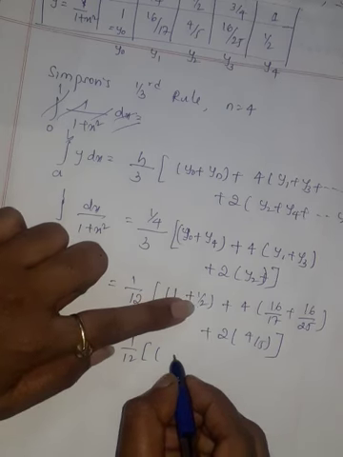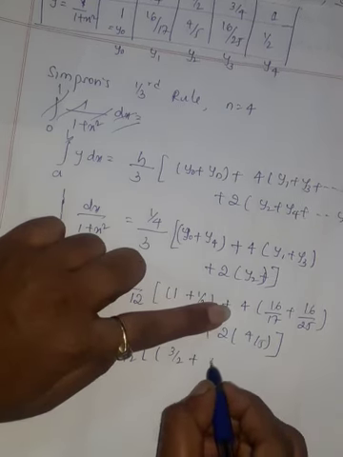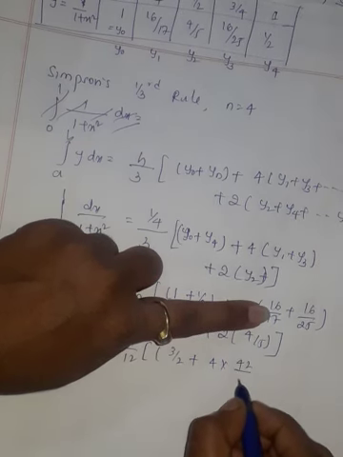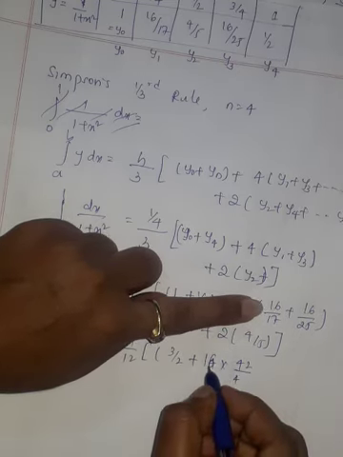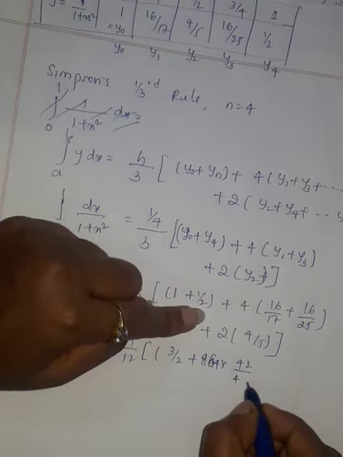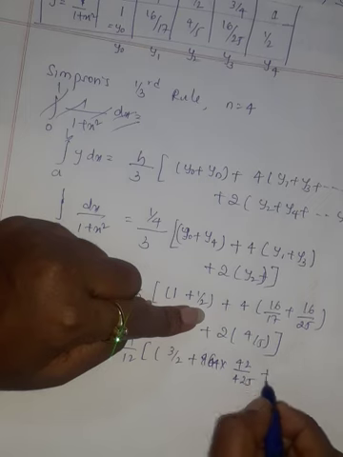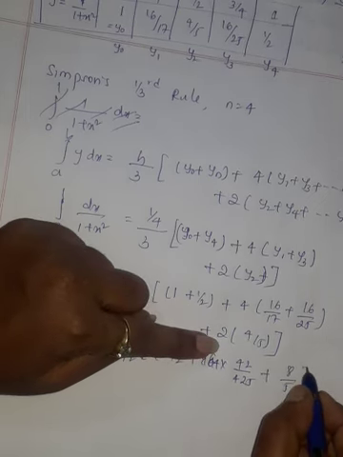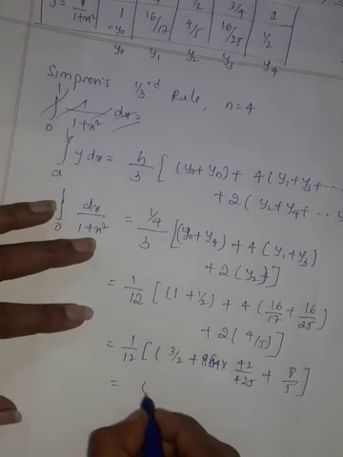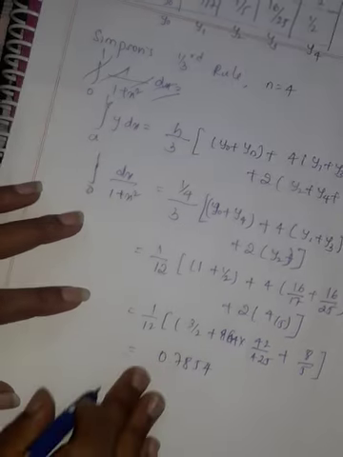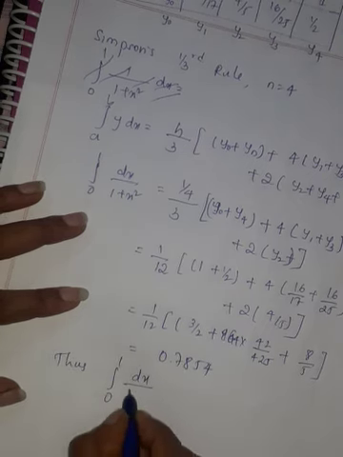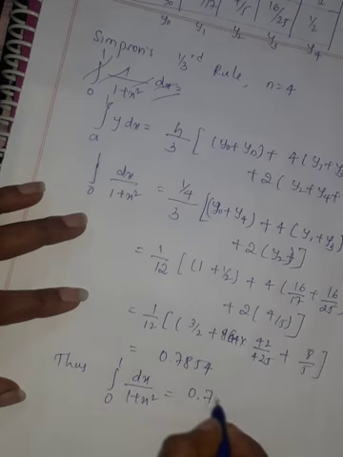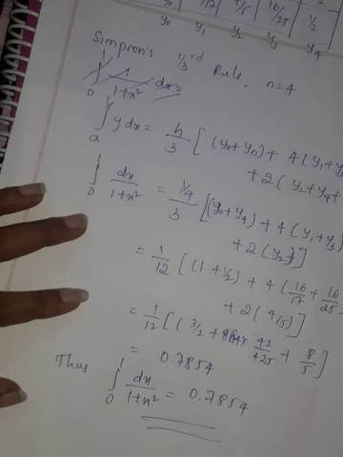1 plus 1 by 2 is 3 by 2, plus 4 into, wait, I'll take 16 outside. So 16 into 4 is 64 into 42 by 425, plus next is 8 by 5. After simplification we will get 0.7854. So our required answer, integration from 0 to 1 of dx by 1 plus x square, is 0.7854. So this is our required value.